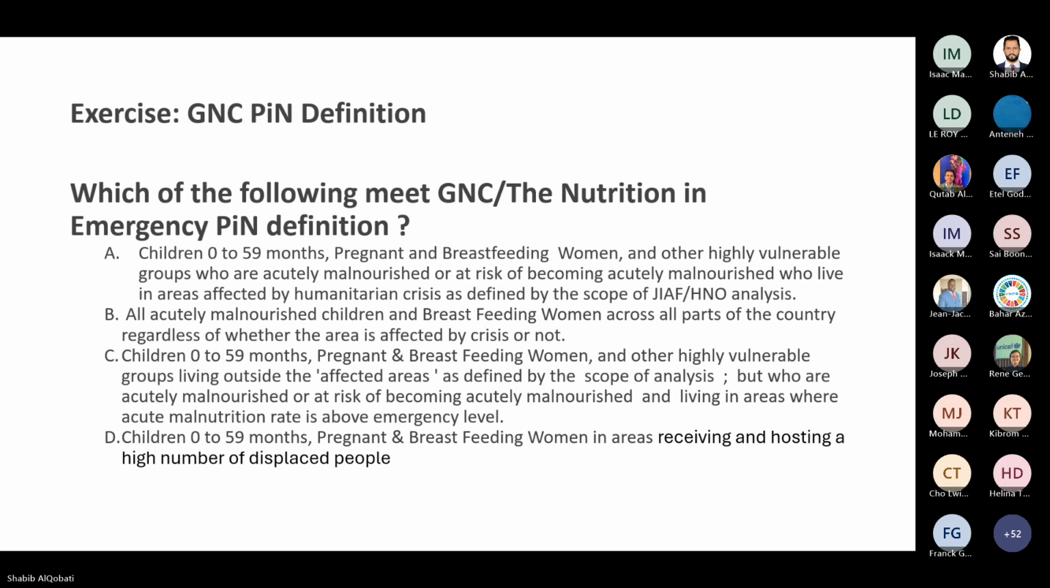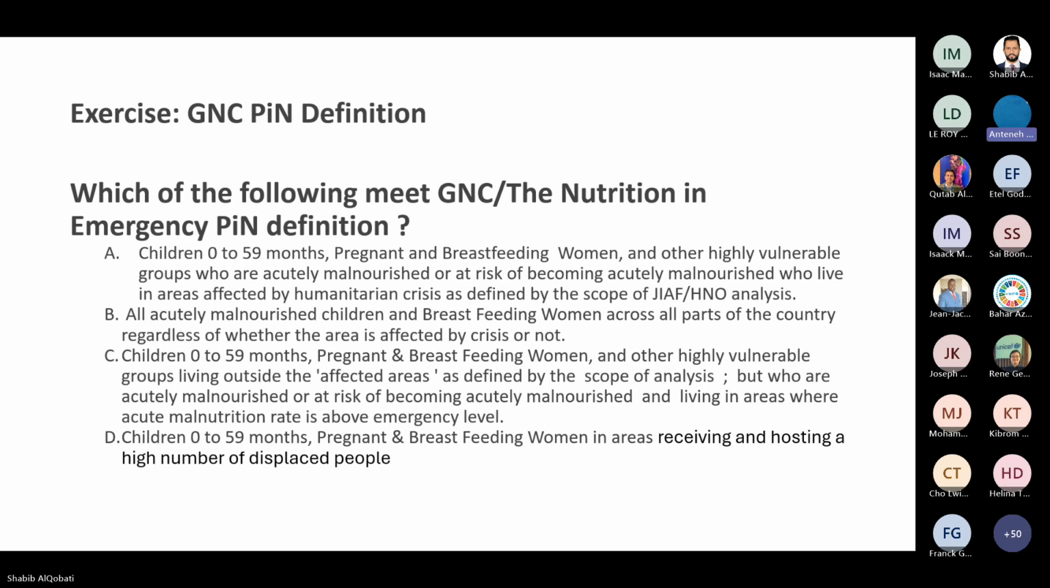C, children under 5, pregnant and breastfeeding women, and other highly vulnerable groups living outside affected areas as defined by the scope of analysis, but who are acutely malnourished or at risk of becoming acutely malnourished and living in areas where acute malnutrition is above emergency level. So even if it is outside the affected area, so long as the acute malnutrition rate is high or above emergency, you could still include them in the PIN.